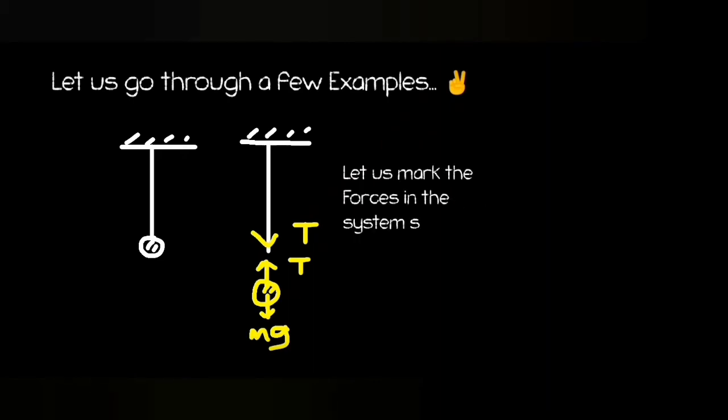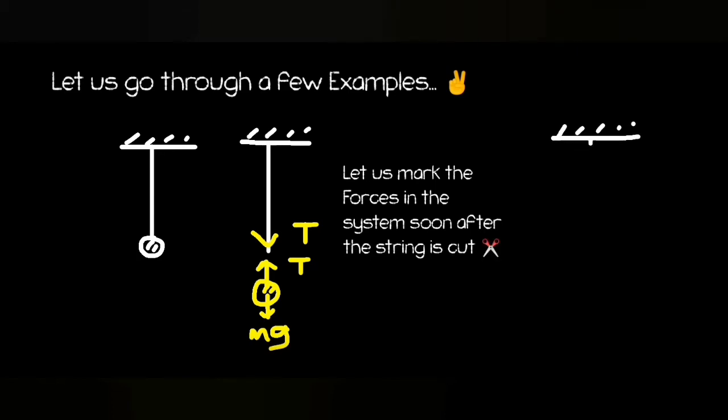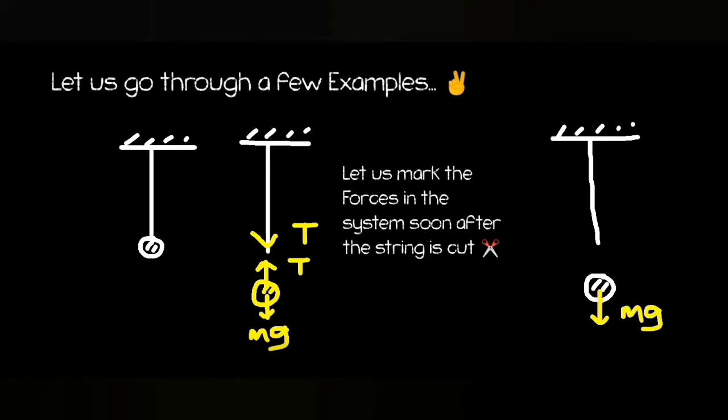Now, let us try to mark the forces on the system soon after the string is cut. Then we know there is no tension on the string. The T acting on the ball upward is the reaction pair of the tension. Therefore, if tension has diminished, then the reaction pair also diminishes at the same time. Thus, the only force acting now is mg. Soon after the force is removed, there won't be any force remaining on the ball or on the string. They both diminish at the same time.